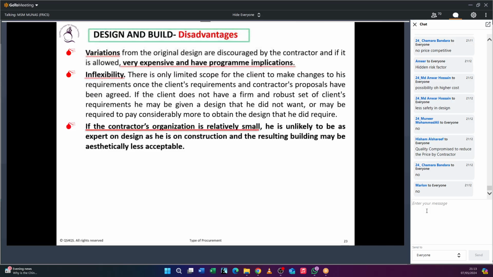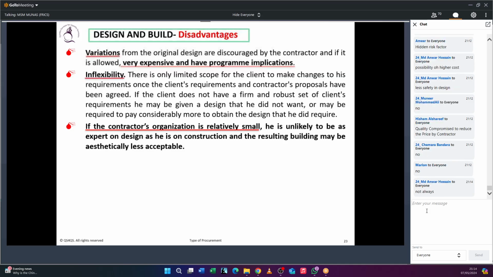If the contractor organization is small, let's say in the traditional, the consultant is the design expert, the contractor is the construction expert. Do you think one company can do both in an expert manner? Is it possible to find someone who can do both design and construction at a very expert level? It's hard, isn't it?